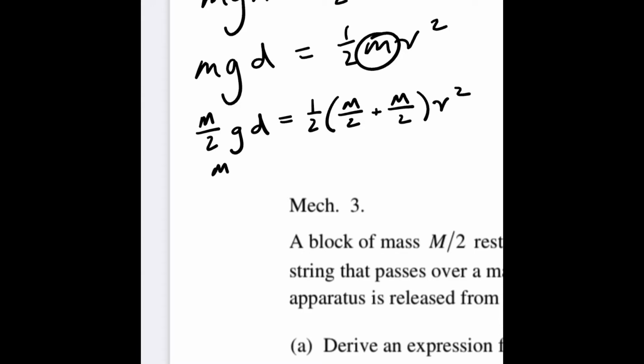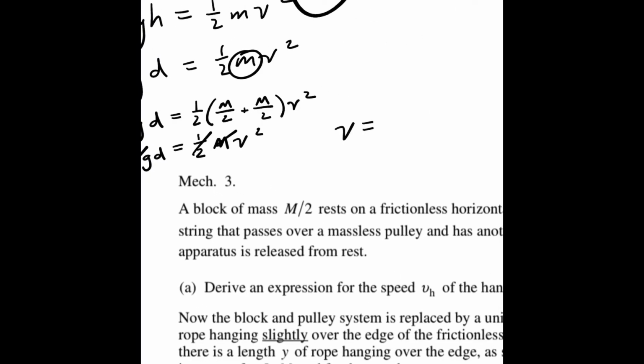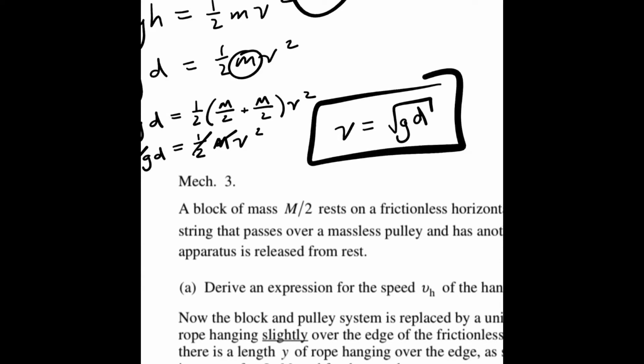Now we can simplify this. We get m over 2 gd is equal to 1/2 m times v squared. And now look at this. Boom. These are going to go away. The 1/2s are going to go away. What we end up getting is that v is equal to the square root of gd. So energy makes our life easier there.